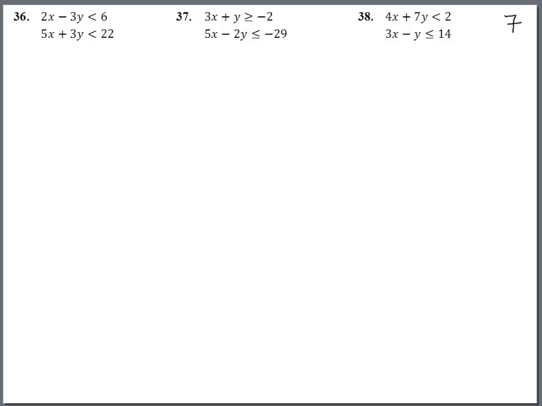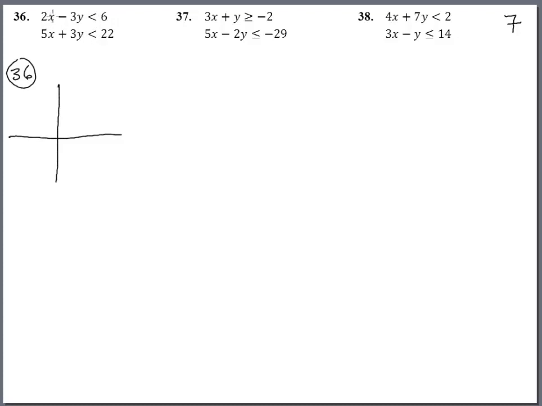Here we are with page 7, answers to number 36 through 38. We're going to be graphing the solutions, so start off with a good looking graph there. 2x minus 3y is less than 6.